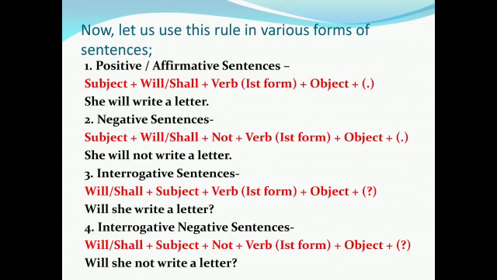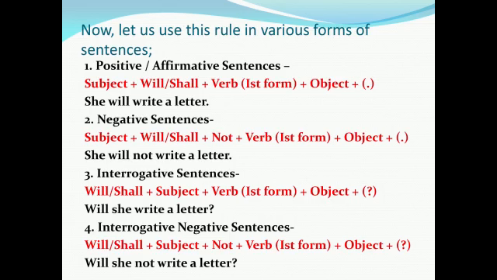She will write. She is singular, but we can't write writes over here because will has come. When we use will and shall, always V1 comes along with that, just like with did and didn't, always V1 comes along with that. So this is one thing that has to be kept in mind. She will write a letter, and the rule is subject plus will or shall plus V1 plus object.